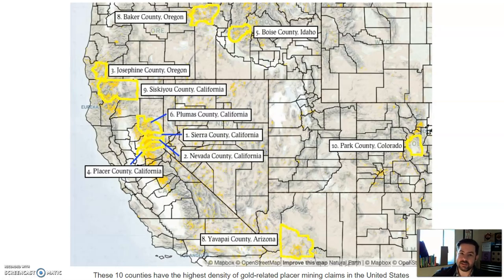These are the 10 counties in the U.S. that have the highest concentration of gold-related placer mining claims in the U.S. Obviously, you can see a good amount of them are in California, a couple in Oregon, one in Idaho, one in Colorado, and then in Arizona. So if you're looking for gold in Arizona, typically Yavapai County is what you're looking for. It's kind of north of us, the Prescott area. That's Yavapai County. Good luck finding any, but that's where you'll find it.